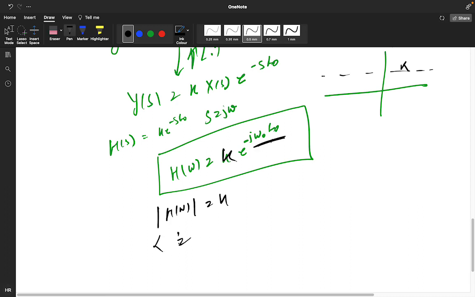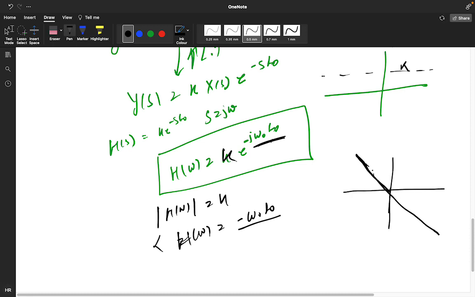The angle of H of omega is nothing but minus omega t naught, except j, whatever is present, it will be angle only. So we are getting a negative angle, because this is positive and this is negative, so a negative value is coming.